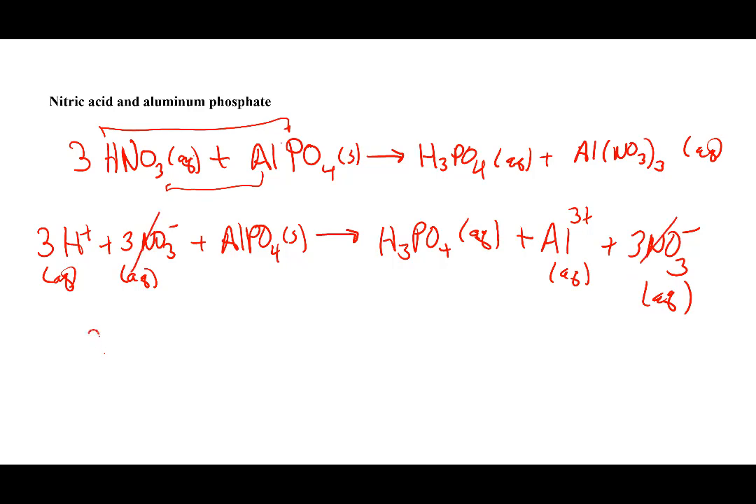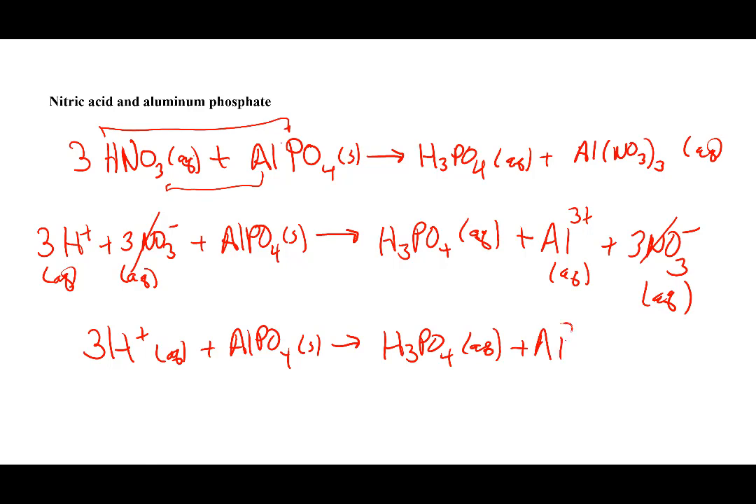So nitrates are not changing, and that's it. So our net ionic equation is 3H+ aqueous plus aluminum phosphate solid goes to make H3PO4 aqueous plus aluminum 3+. So this is an example of a reaction that would dissolve aluminum phosphate, which is insoluble, because the strong acid goes and adds its hydrogens to the phosphate, which then dissolves and sets the aluminum free.